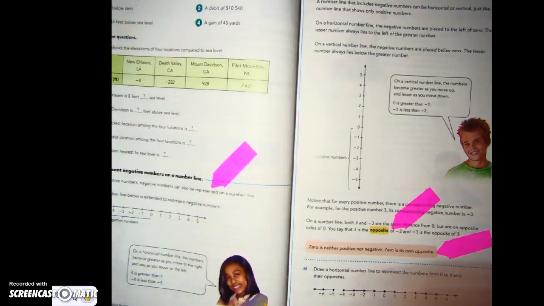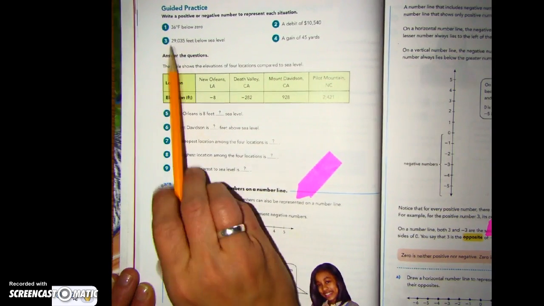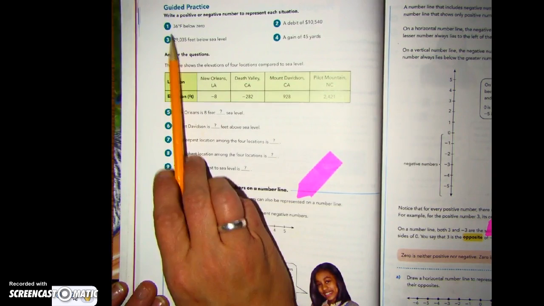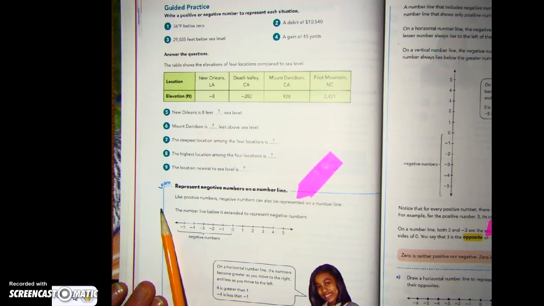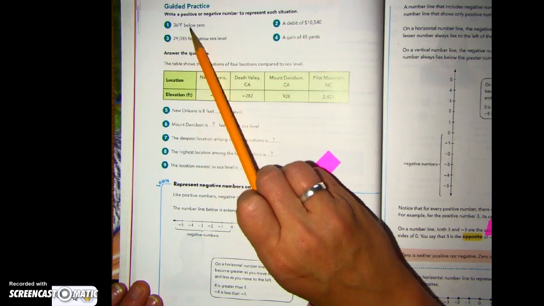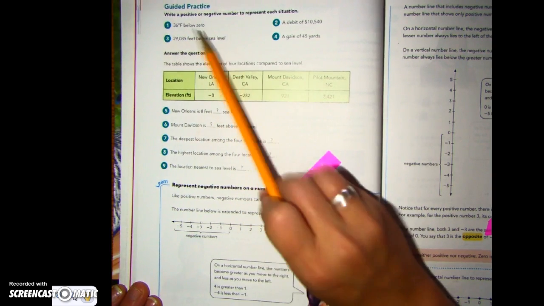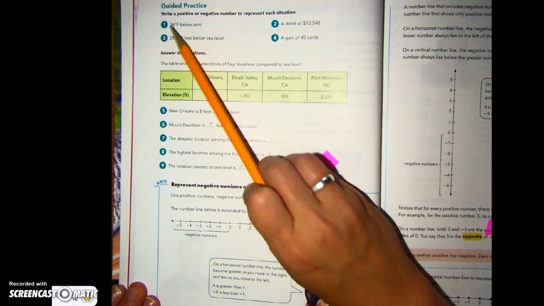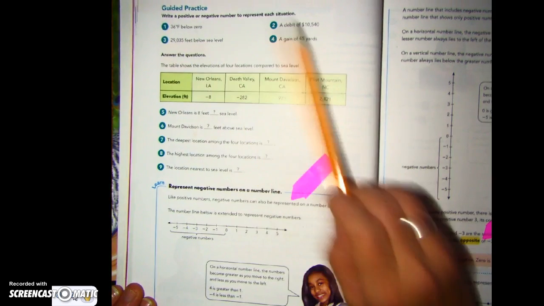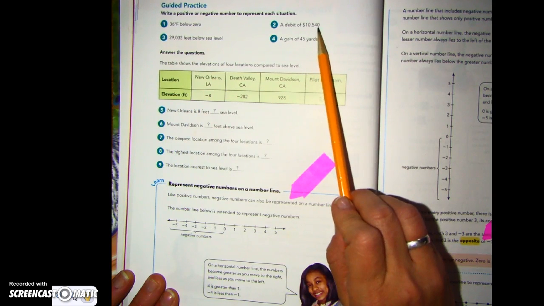And then you are able to just, in your head, since we did these in class together, do these guided practice problems if you can. If you're still confused, maybe work through a couple of these. So 36 Fahrenheit below 0 would be a negative. If it's below 0, it'd be a negative 36. And a debit of 10,540 would be taking that out of your bank account.